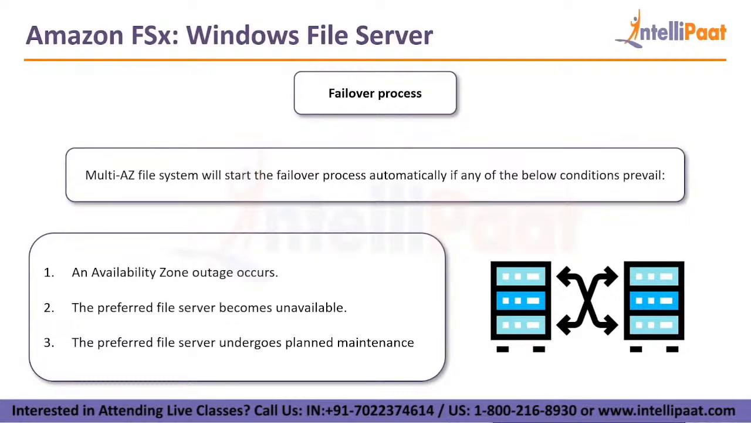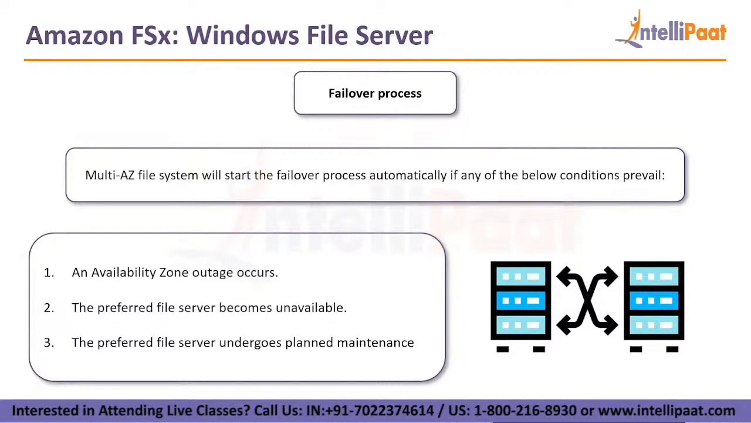Okay, so first, an availability zone outage occurs. If one of the availability zones goes down, it will automatically create a file system in another availability zone which is ready to go. The preferred file server becomes unavailable. So if you have a preferred file server as the primary server, and if that is unavailable, it will use a secondary server as the main one. So it will just fail over to the second one.